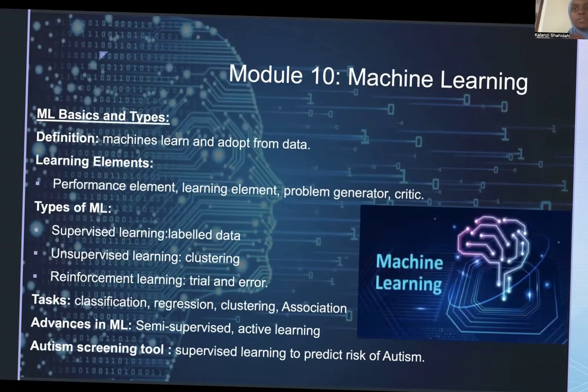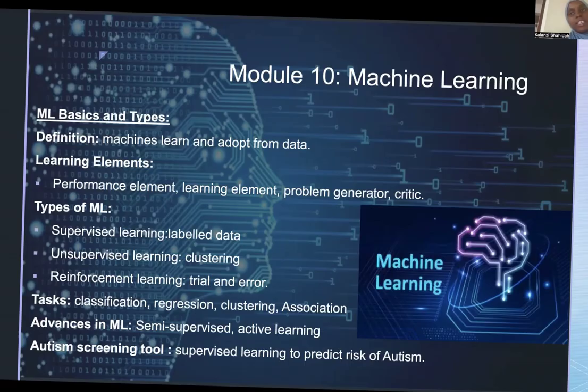Then lastly, we are going to talk about machine learning. What is machine learning? Machine learning is defined as machines that learn and adapt from data. Machine learning is the heart of modern AI. It is about algorithms that improve automatically from data.